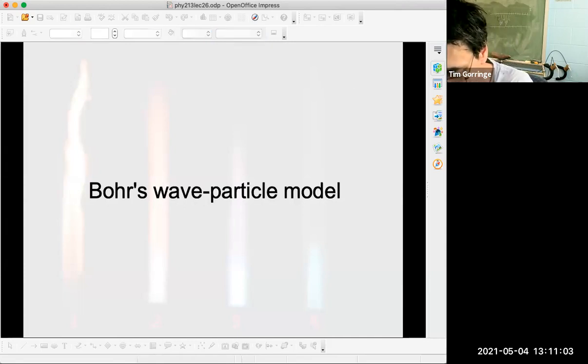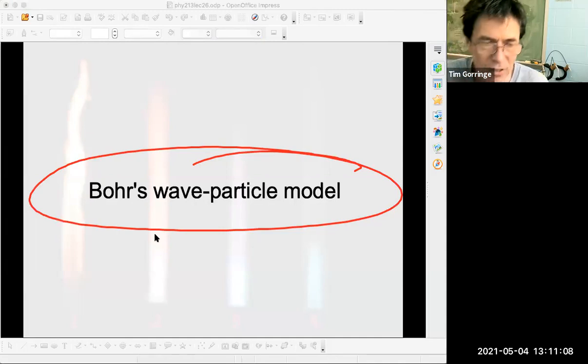We're going to turn to looking at Bohr's model of the atom. So what is this model of the atom? What is, in particular, this wave-particle model of the atom?